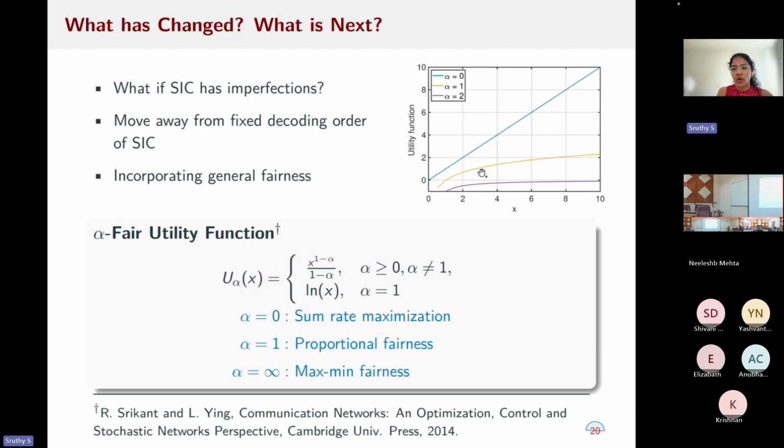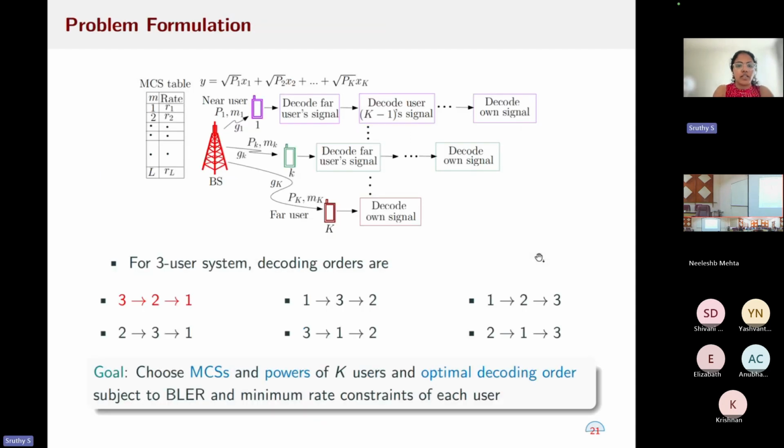As the rate increases, the utility function also increases linearly. But for higher values of alpha, we can see that the utility function is not increasing that much. By varying the value of alpha, we can have different fairness levels among the users. Considering these factors, we are formulating the problem statement for a general K-user system, downlink NOMA again.